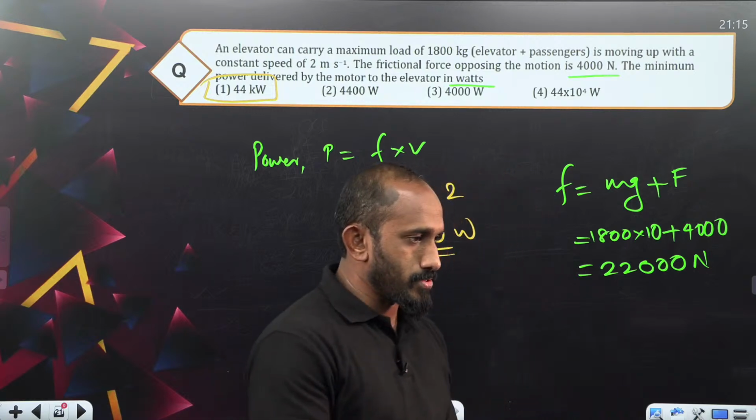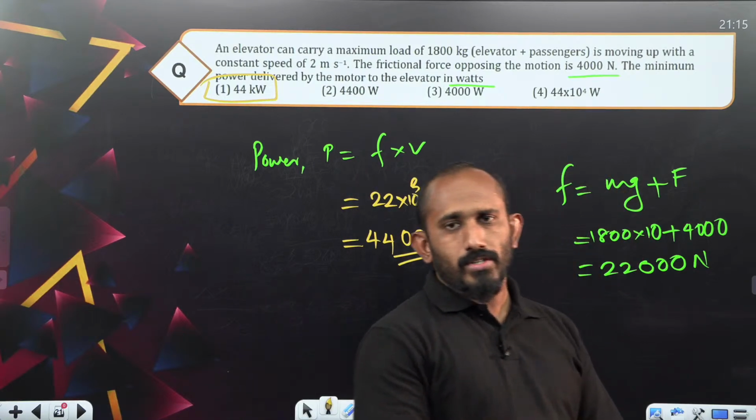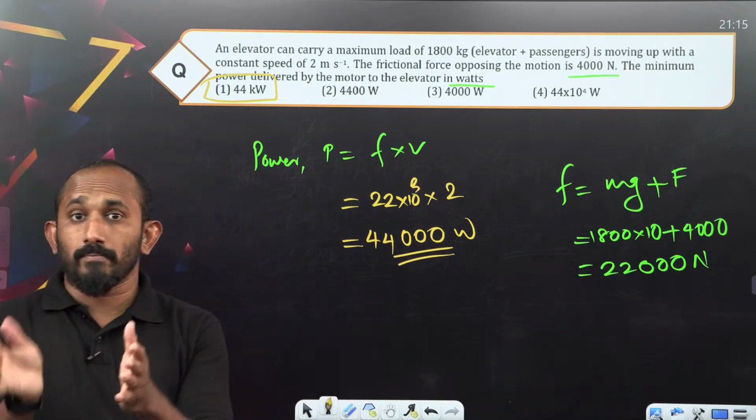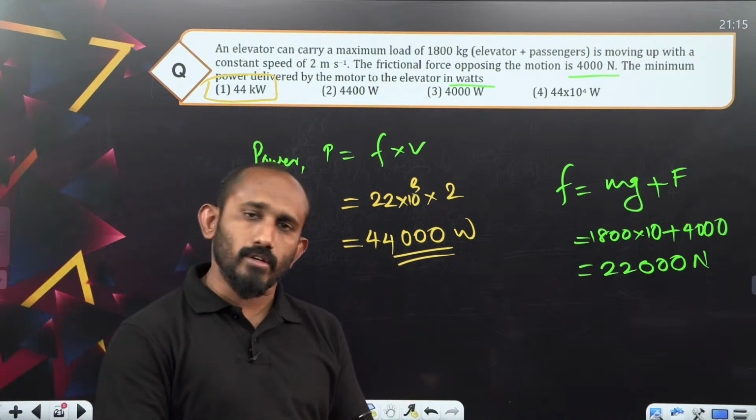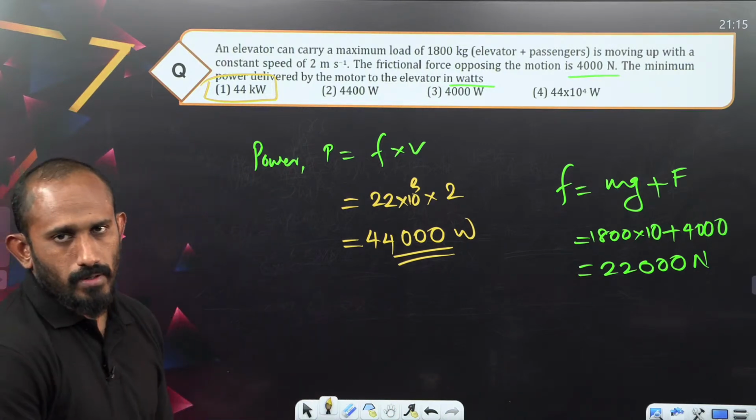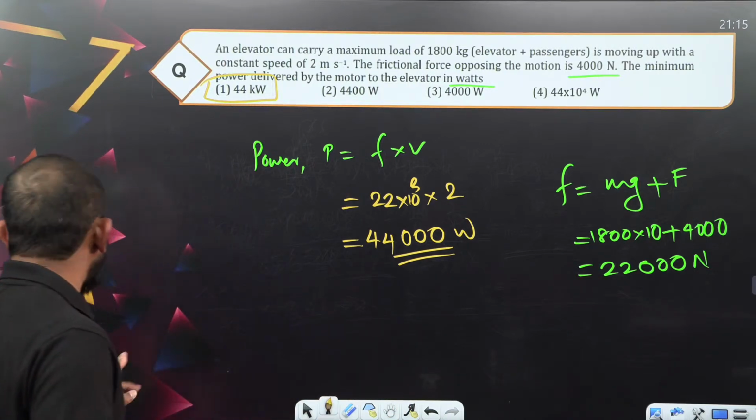Yeah, great. Got it, clear? So here the power equation is force into velocity. That concept you have to use. Force and velocity both are given. Okay, let's go for the next.